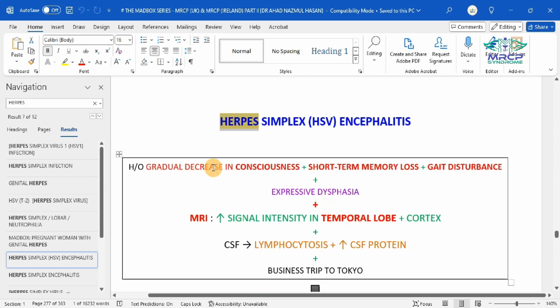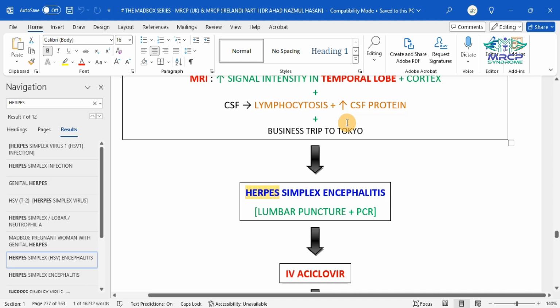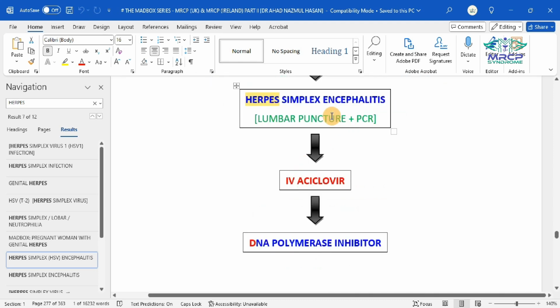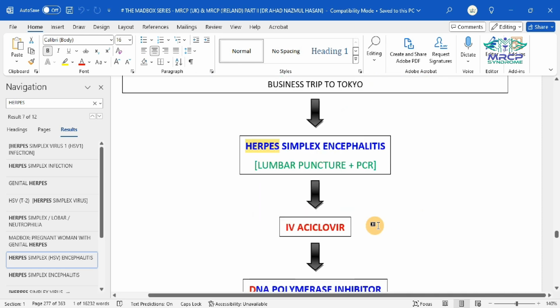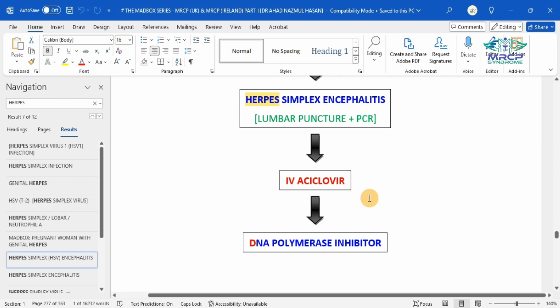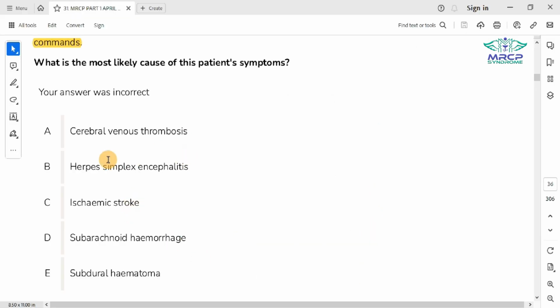They usually come up with gradual decrease in consciousness, short-term memory loss, and gait disturbance. And in some cases, they will give a history of a business trip to Tokyo. Investigation of choice would be lumbar puncture with PCR, and choice of treatment should be IV acyclovir. What is the mode of action of acyclovir? DNA polymerase inhibitor. Yes, this is the DNA polymerase inhibitor. So this is less likely to be herpes simplex encephalitis.